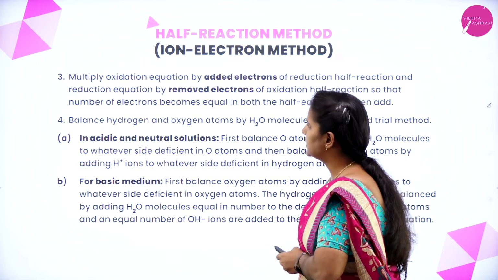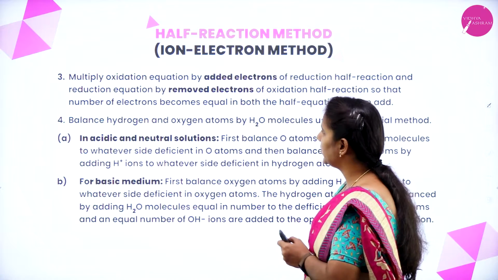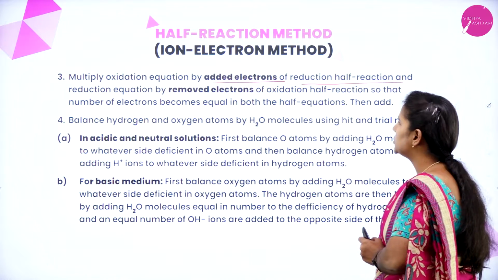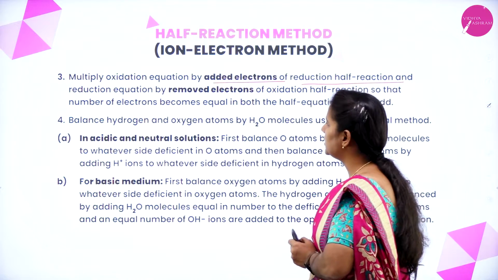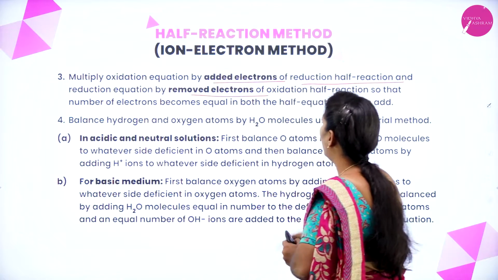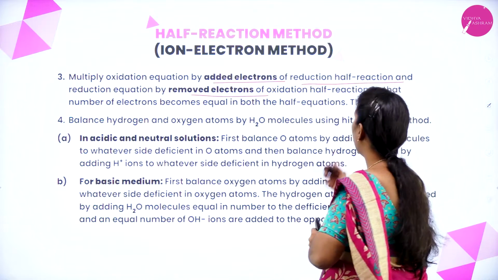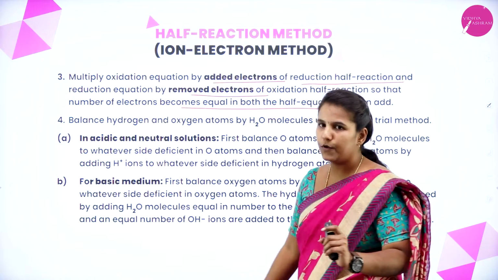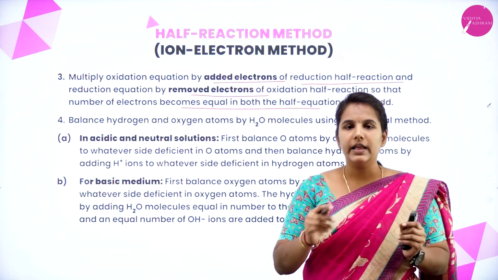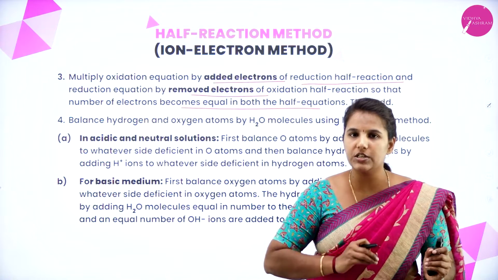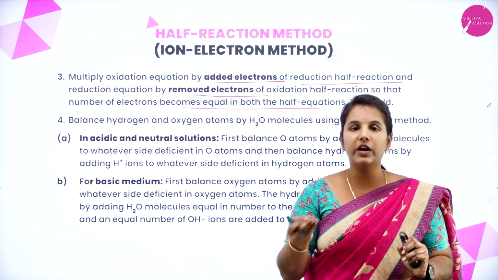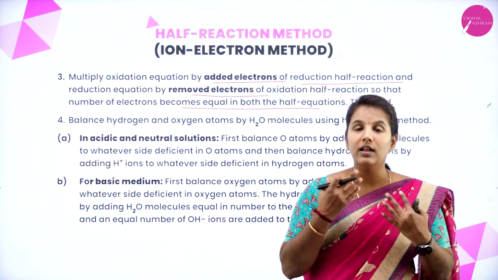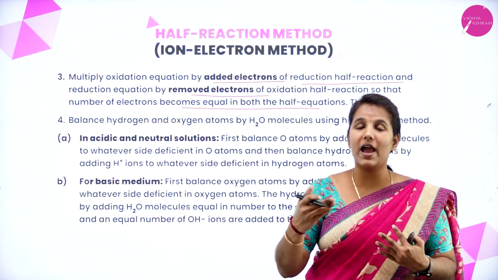Next, in the third step, multiply the oxidation equation by the number of electrons added in the reduction half reaction, and the reduction equation by the number of electrons removed in the oxidation half reaction, so that the number of electrons becomes equal on both sides. You will understand that in one half of the reaction, oxidation will be taking place. In the other half, reduction will be taking place. On both sides we need to add the electron. That is why this method is known as the ion-electron method.